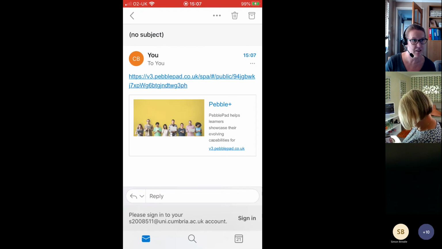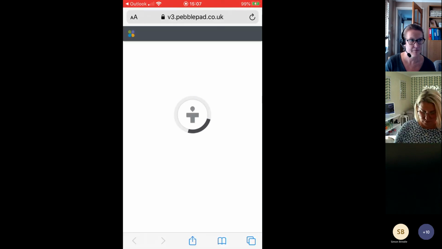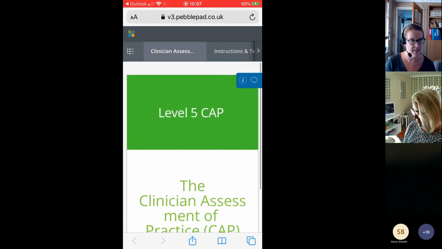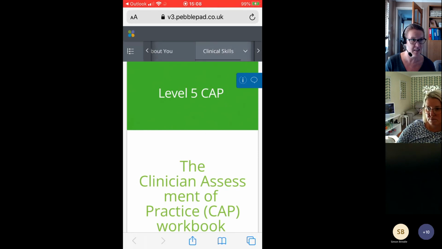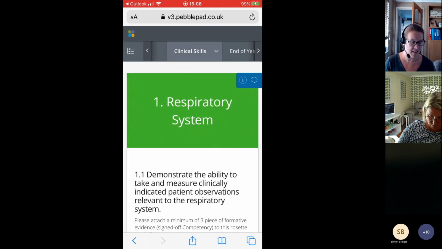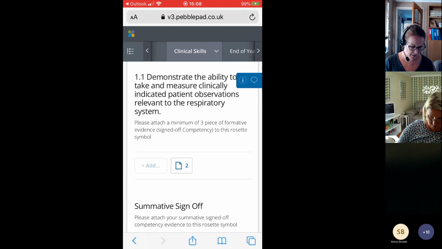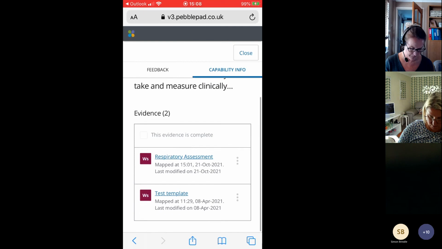So that would then come through to me. And what I can then do is click on this link. And then I would see that link there. And that is then the CAP workbook that the student is showing with me. I can go along and see what they've added. So we can go into the clinical skills bit. And it's a live link. So anytime the student updates anything, you would be able to see that. As I've done it, you can leave comments. You'd be able to go into their assets that they've uploaded.